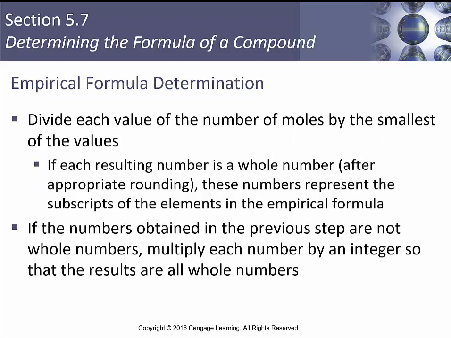You will divide each value of the number of moles by the smallest of the values. If the resulting number is a whole number, after appropriate rounding, these numbers represent the subscripts of the elements in the empirical formula. If the numbers obtained in the previous step are not whole numbers, multiply. So you're doing some lowest common multiple, least common divisor type of stuff going on here.